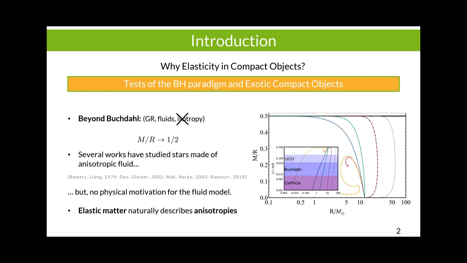Several works have studied this, what they call anisotropic fluids. But there's no big physical motivation for these anisotropic fluids. They just plug in an equation of state for the anisotropic pressure with no big physical motivation. But what I'm going to motivate later in this talk is that elastic matter naturally describes anisotropies, and there is a very straightforward way from an equation of state of an elastic matter to obtain these anisotropic pressures.